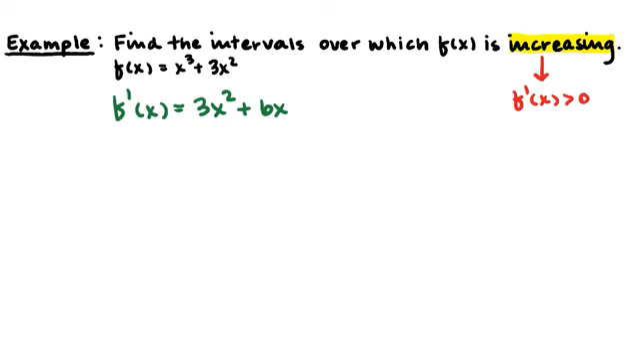Okay. Now we're interested in where f prime is positive. So what we want is we want 3x squared plus 6x to be greater than 0. It's like, wait a second. How do I solve an inequality that's got an x squared in it?